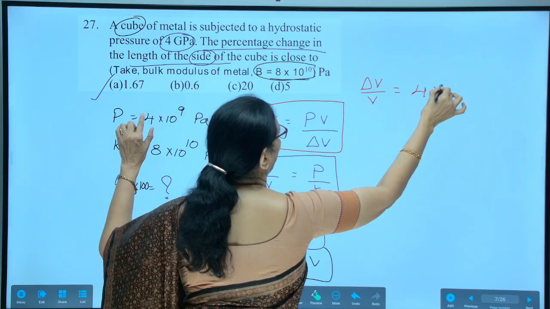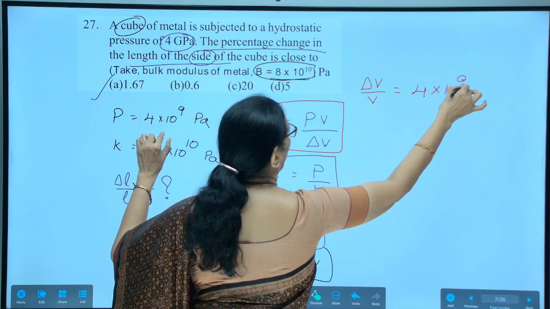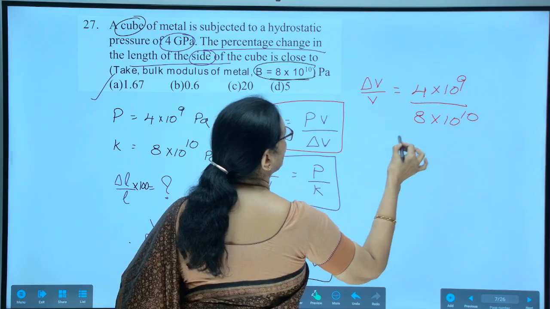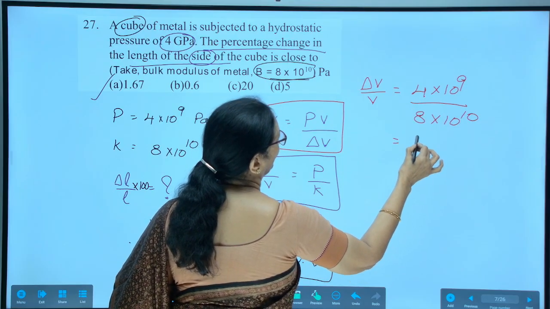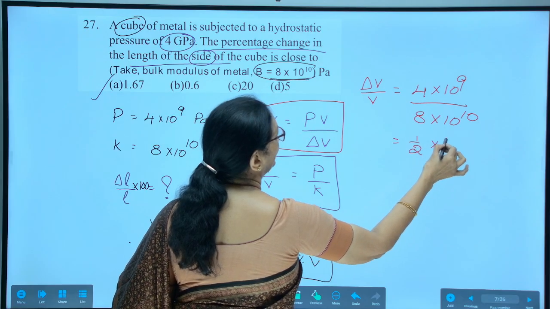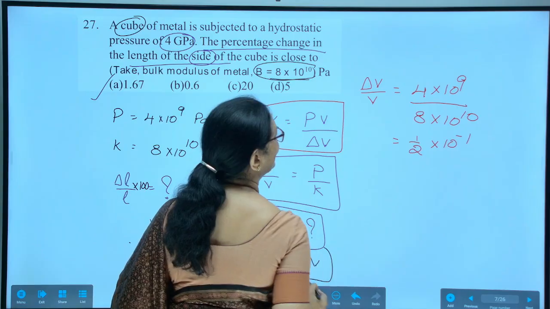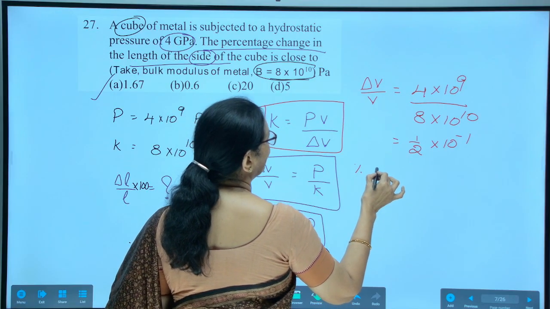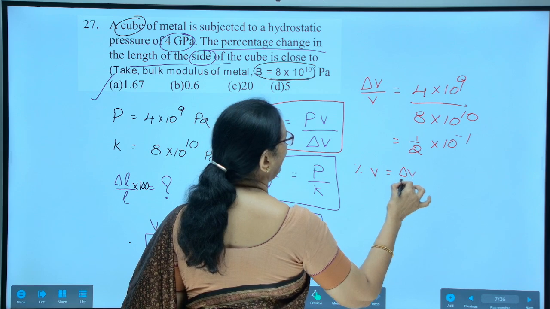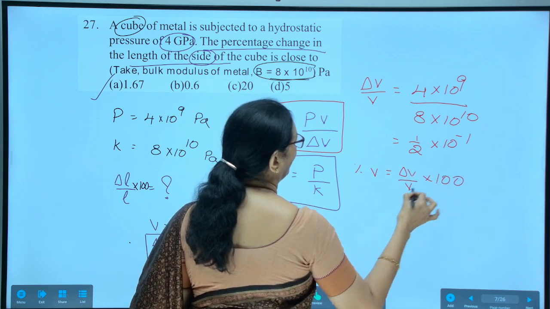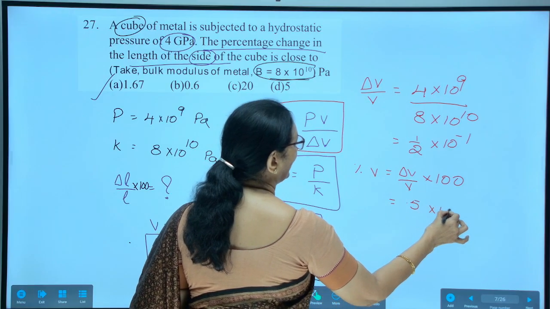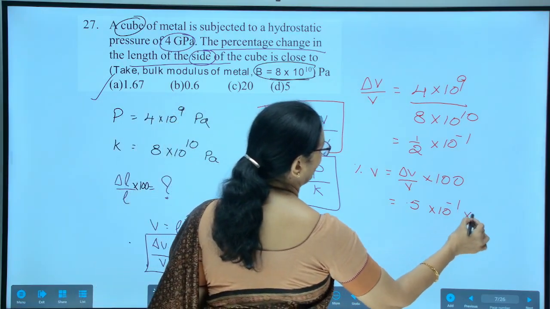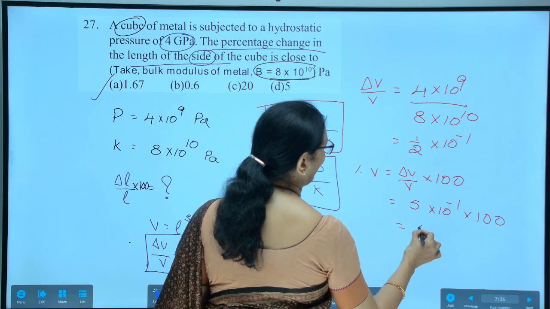Here P is given as 4 into 10 to the power of 9, and K is given as 8 into 10 to the power of 10. So that is 1 by 2, right? 1 by 2 into 10 to the power of minus 1. Okay, that is delta V by V. Percentage change in V becomes delta V by V into 100. 1 by 2 is 0.5 into 10 power minus 1 into 100, isn't it? So that is 5%.